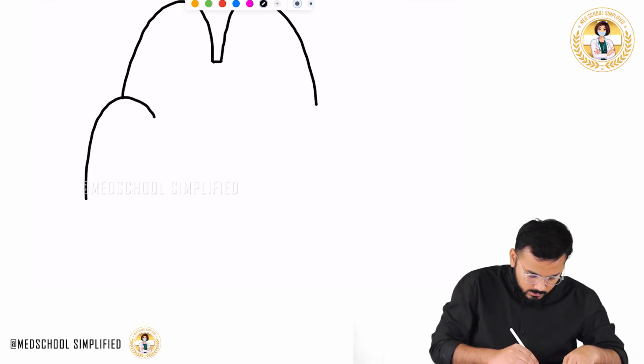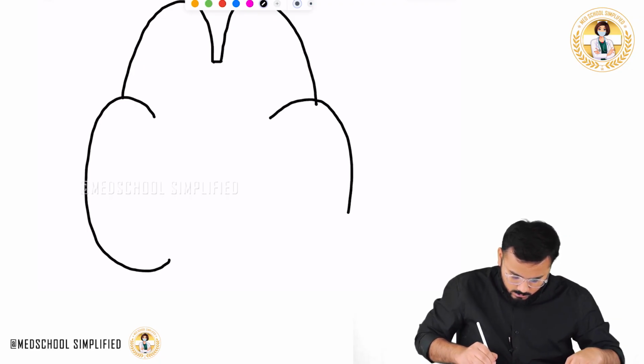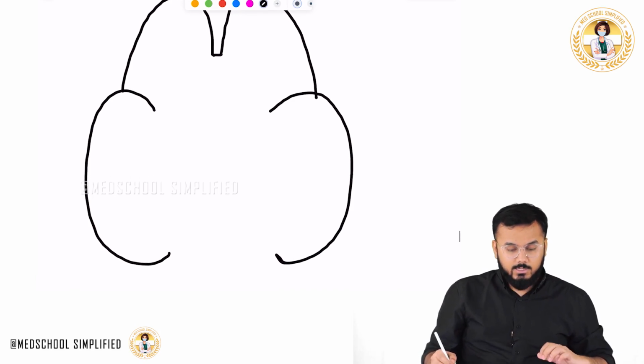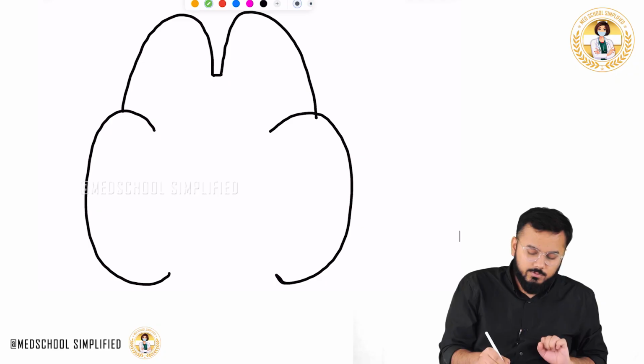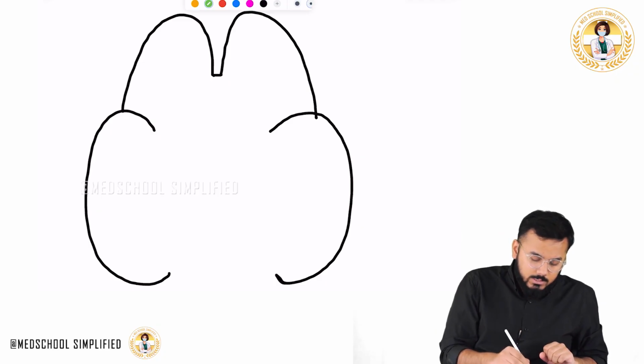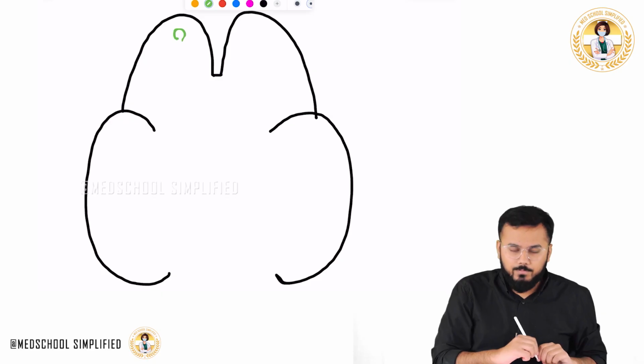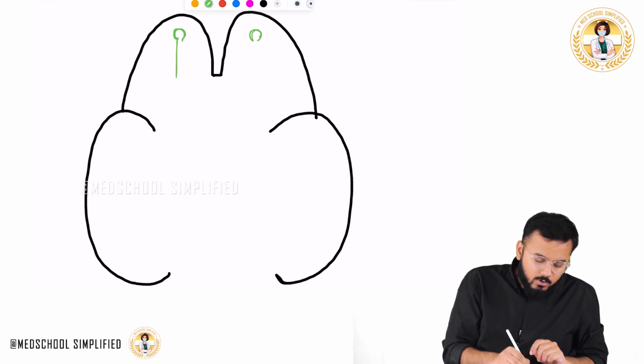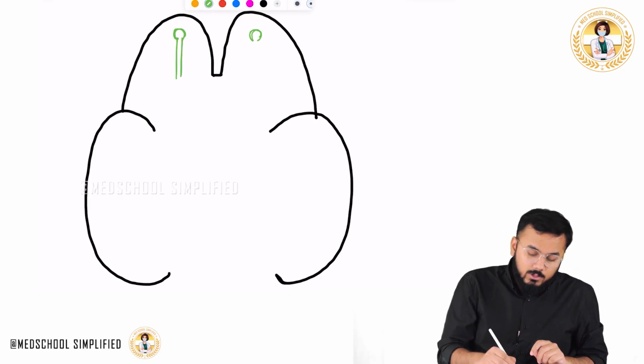In this picture, in this inferior surface of the brain, what are the important structures which you can see? Let us complete this picture. Here you have got a structure called the olfactory bulb. Here also you have got another olfactory bulb. Just beneath this olfactory bulb you have got another structure like this. This is called the olfactory tract. Here also you have got your olfactory tract.